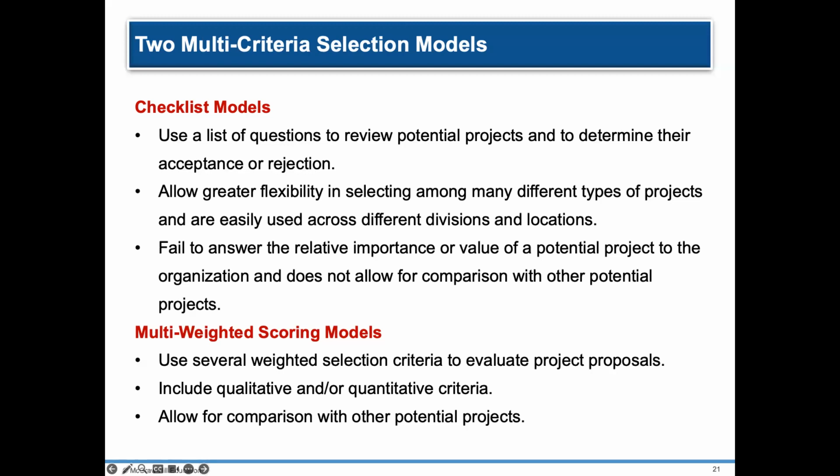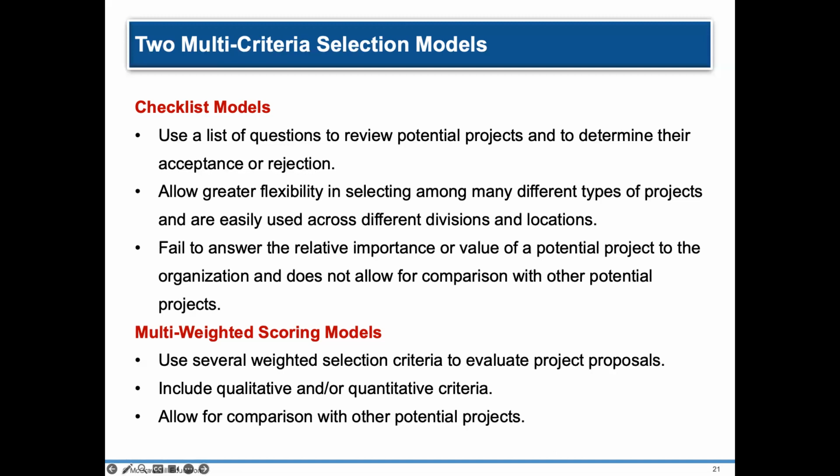Using the checklist model allows greater flexibility in selecting among many different types of projects and is easily used across different divisions and locations because there is already a template. May template ka na nung checklist. Ano ba yung mga i-consider natin dapat? And if it ticks all the boxes, then that project should be accepted.